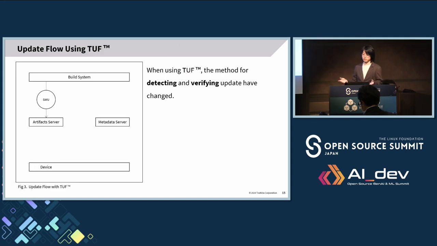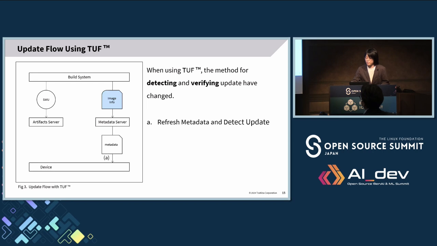Now let's take a look at how the update flow changes when using TUF. When using TUF, the process for detecting and verifying updates changes and becomes more secure. It's important to know that before the update process begins, metadata must be created in advance, like this. The build system puts the SW file's information to the metadata server, and the metadata server creates the metadata, like this. And there are four main steps, the same as the standard update flow.